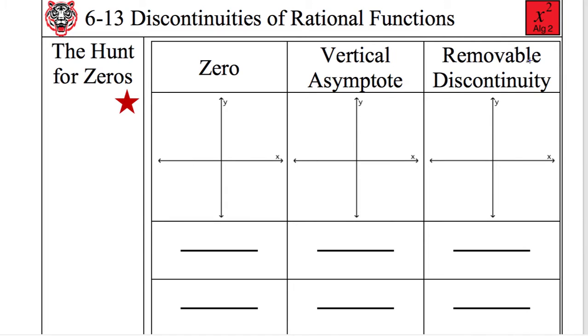All right, so let's talk about the hunt for zeros. Graphically, and I guess algebraically, we can have 3 different options when I'm talking about zeros. You can have a normal zero. You can have a vertical asymptote or a removable discontinuity. I will show you what these look like graphically right now.